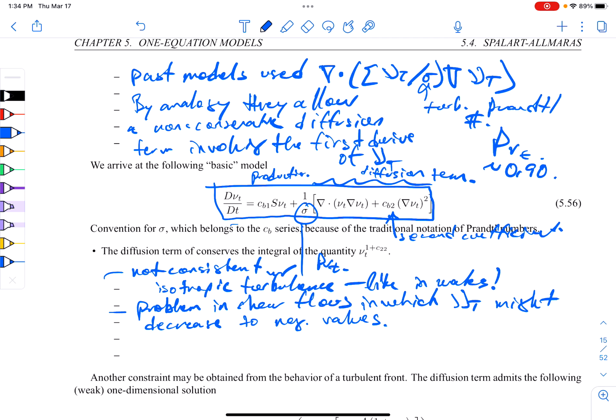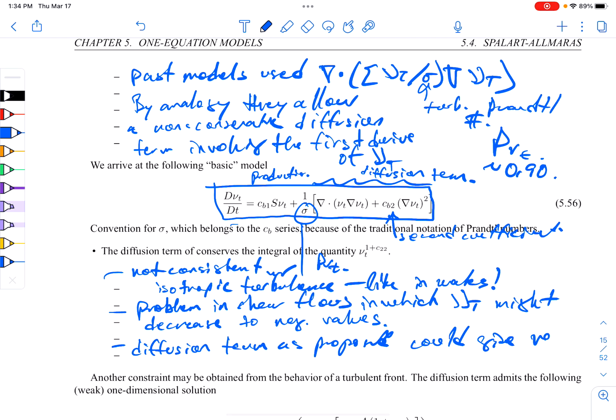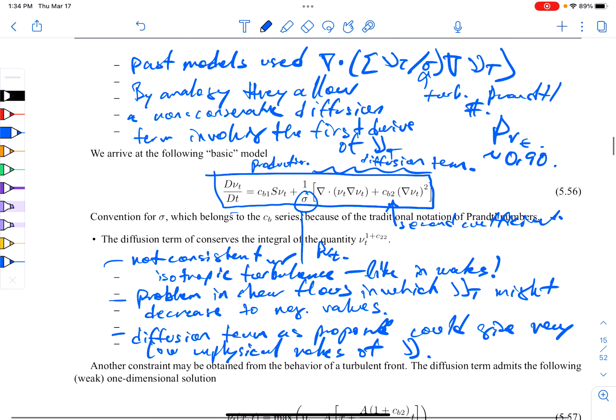And another problem pointed out was that this diffusion term as proposed could give very low, unphysical values of mu, which is also bad. And it turns out that they make some notes about calibration of CB2 just for free shear layers. So they're not running against these flows to calibrate CB2 because they have to add more terms on the right-hand side to correct these problems.